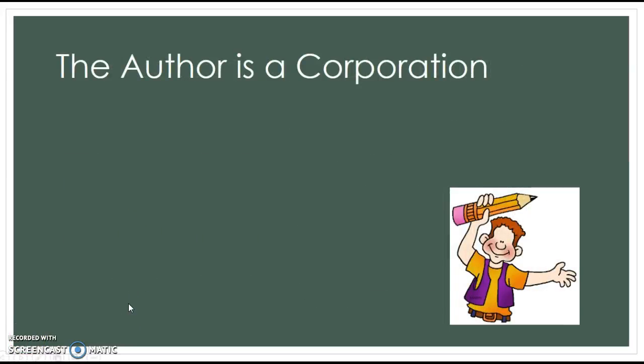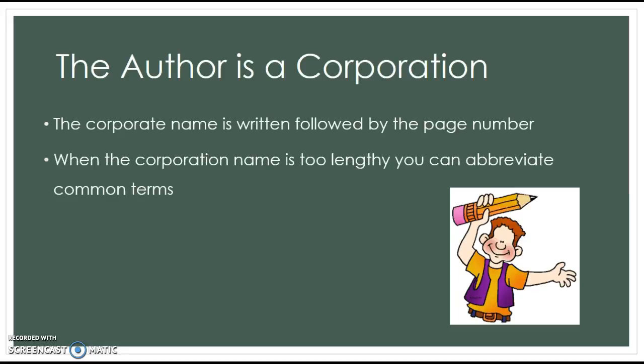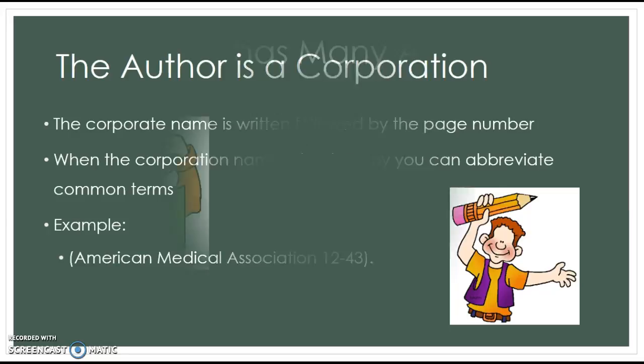Now, if the author is a corporation, the corporate name is written followed by the page number. When the corporation name is too lengthy, you can abbreviate common terms. This does not happen very often, but sometimes it does, and you don't want a 10-word corporation name in a parenthetical citation. An example of this is the American Medical Association, and then the page number. This one is being cited pages 12 through 43, and as you see, the period is outside of the parentheses.